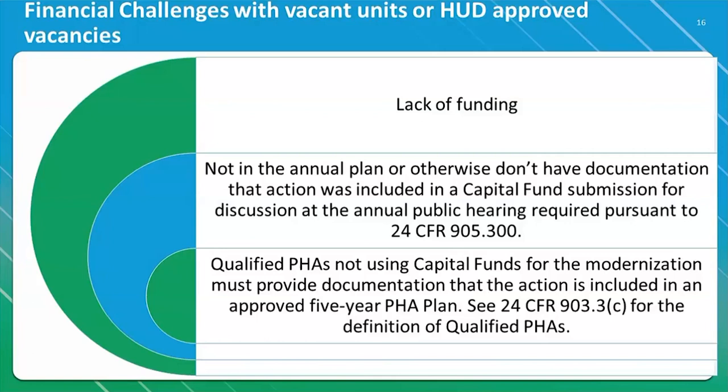But you have to make sure that you're sensitive and cognizant of the fact that you have to conform to the public hearing requirements. You have to make it a regular routine project. It has to conform to the rule. And qualified PHAs not using capital funds for modernization must provide documentation that the action was included in the five-year plan, and that is under 903.3 paragraph C for the definition of qualified PHAs. So we just want to make sure that, yes, there can be financial hurdles when it comes to those. Planning is always encouraged, highly recommended, I say, that you do that and review prior to the submission, so you actually conform to this particular requirement. Next slide, please.